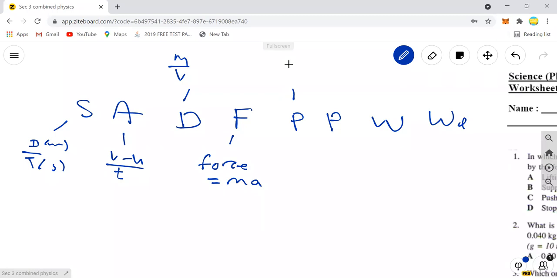Next one, P. Power. Power, very good. Power equals work done over time. What is the SI unit for power? Watts. Work done is in joules, and time is second. Okay, very good.